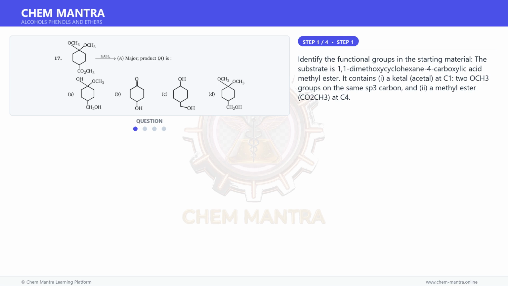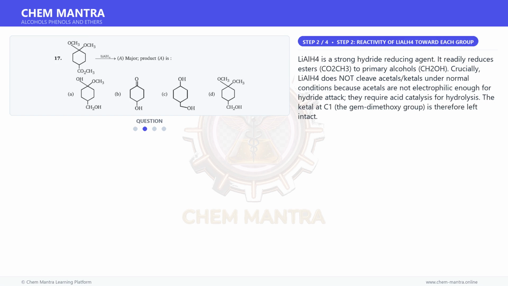The substrate is 1,1-dimethoxycyclohexane 4-carboxylic acid methyl ester. It contains a ketal, acetal, at C1, 2 OCH3 groups on the same sp3 carbon, and a methyl ester, CO2CH3, at C4. Moving on to the next step.